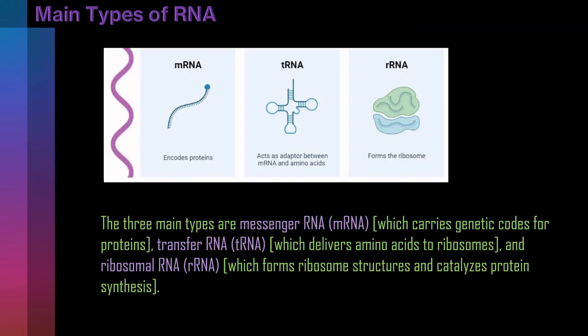Types of RNA. There are three main types of RNA. First one is mRNA or messenger RNA, tRNA or transfer RNA, and rRNA or ribosomal RNA. Messenger RNA carries the genetic code for the synthesis of protein, and transfer RNA delivers this code to the ribosomes, and ribosomal RNA forms the ribosome structure and catalyzes the synthesis of proteins.